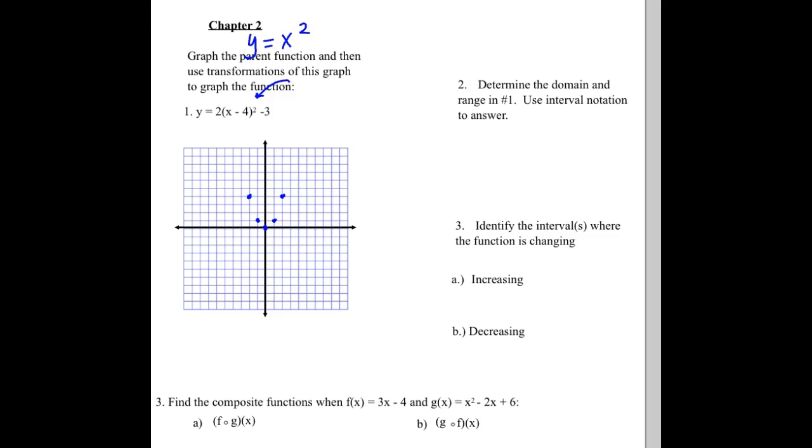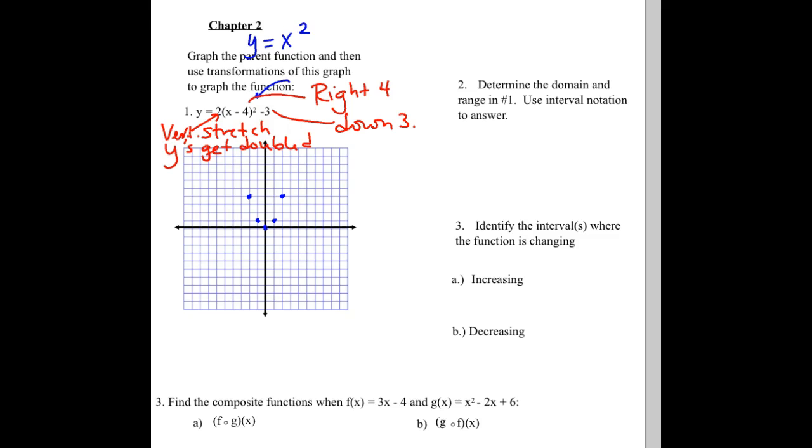And then we have to identify the transformations. So the first thing I see is this 2. That is a vertical stretch, which means all of your y's are going to get doubled. Okay, twice as big. And then we have this 4, which would shift everything right 4. And the minus 3 is going to move everything down 3.